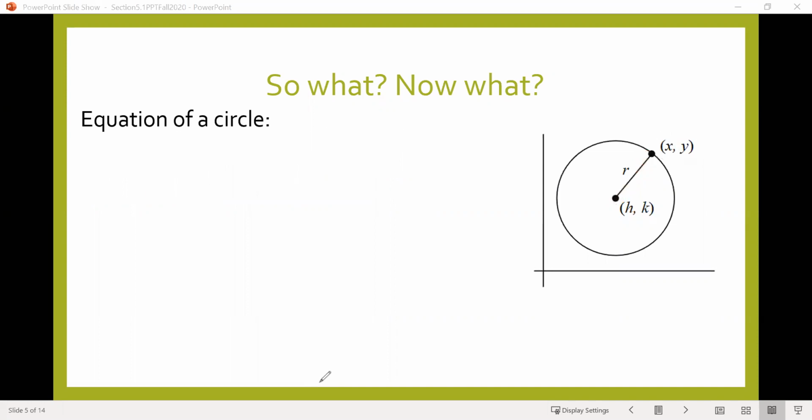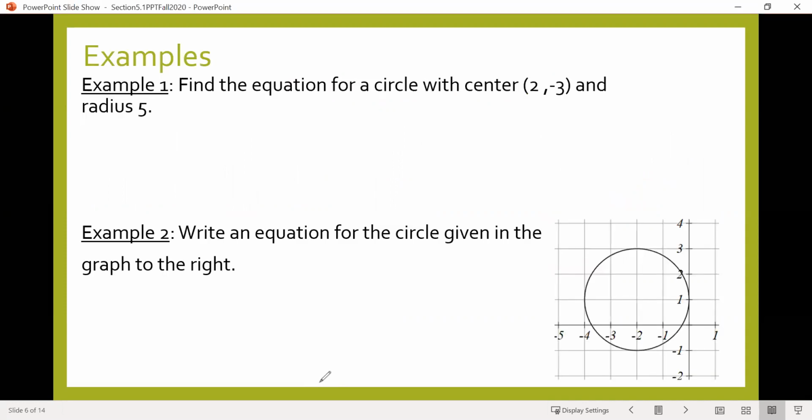So let's look at using that on a couple of examples. The first one we have here, we're asked to find the equation for a circle whose center is the point (2, -3), and for which the radius has a length of 5. Because we're given the coordinates of the center, we know those represent the values of h, comma, k, and that's always the order for the center of the circle. The first part of the coordinate is h, the second part is k, and the radius is 5.